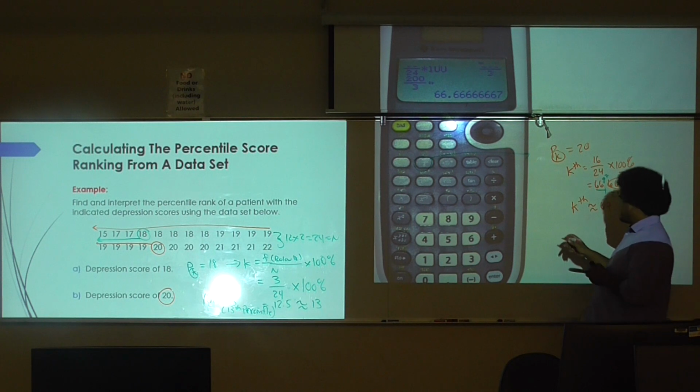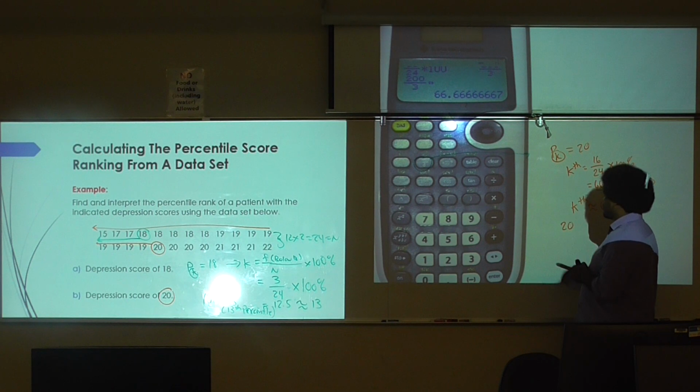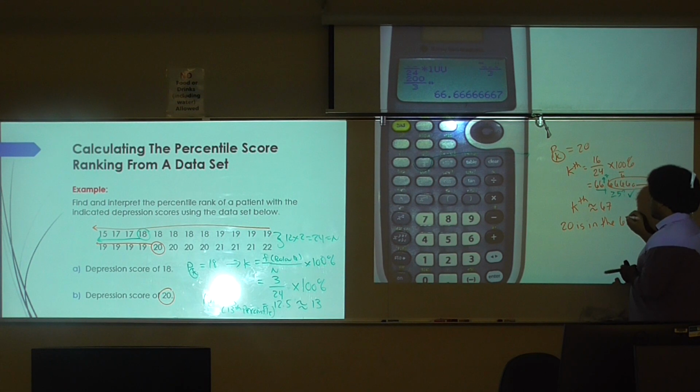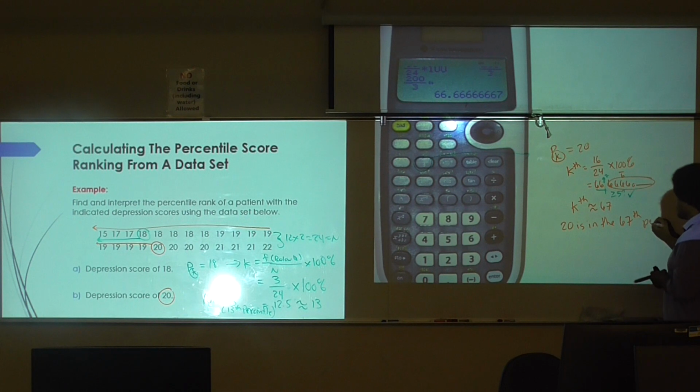So what we're seeing here is that the score of 20 is in the 67th percentile, or you could simply write P67. Appropriately saying 20 is P67, we're saying that 20 is in the 67th percentile. And that's how that works for this calculator.